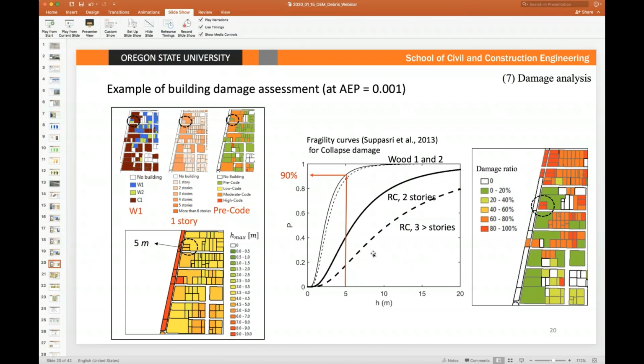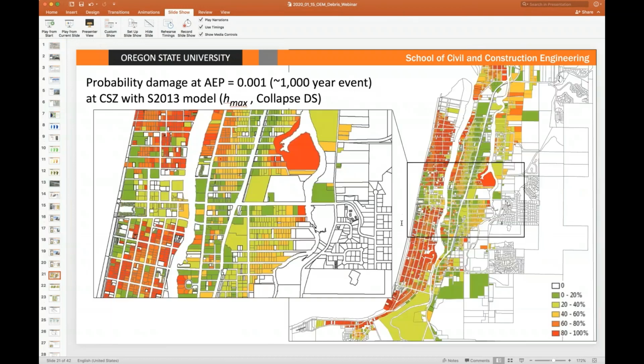So these fragility curves all come from the HAZUS manual, or HAZUS document. This is a federal document from FEMA that in Oregon and other places we can use for estimating the likelihood of damage. So in our case, we use these fragility curves, and we can very quickly look up for all of the buildings what would be the likelihood of damage throughout the city.